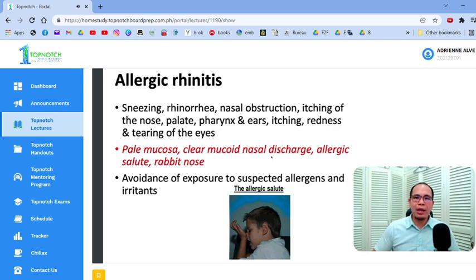Okay? Management for allergic rhinitis, of course, what they teach you in med school, there are 4 cornerstones in management. Number 1 is, of course, avoidance of trigger. Diba? Kailangan mong i-avoid yung trigger. Okay? And then number 2 is your pharmacological management, wherein you give your medications. Number 3 is patient education.